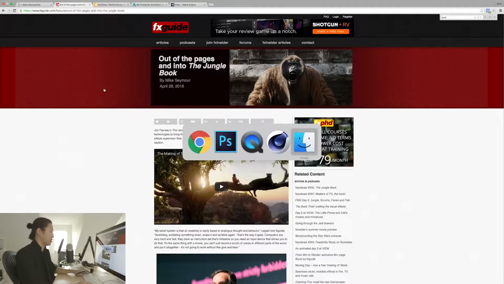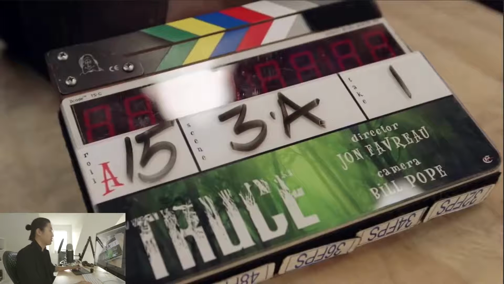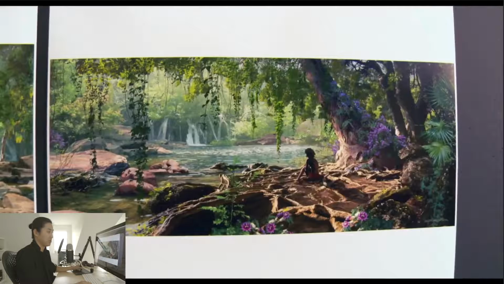So let's hop right in. We're going to get into some tech stuff right now. So, The Jungle Book. Here's our slate picture. It's called Truce, I guess. That was the secret project name. Very cool. Disney font. Bill Pope. Good stuff.